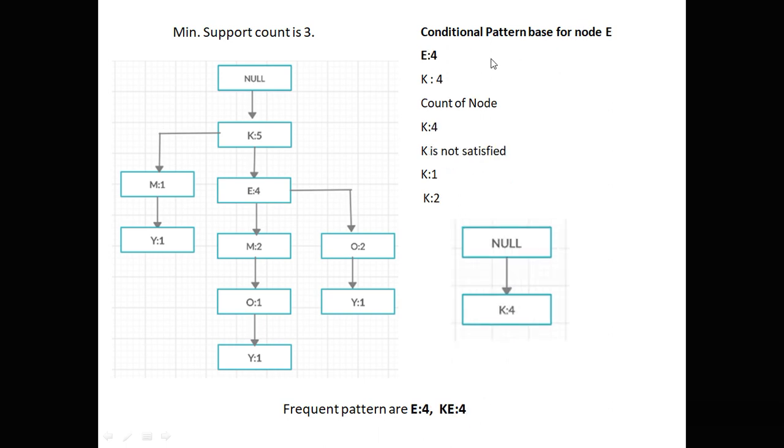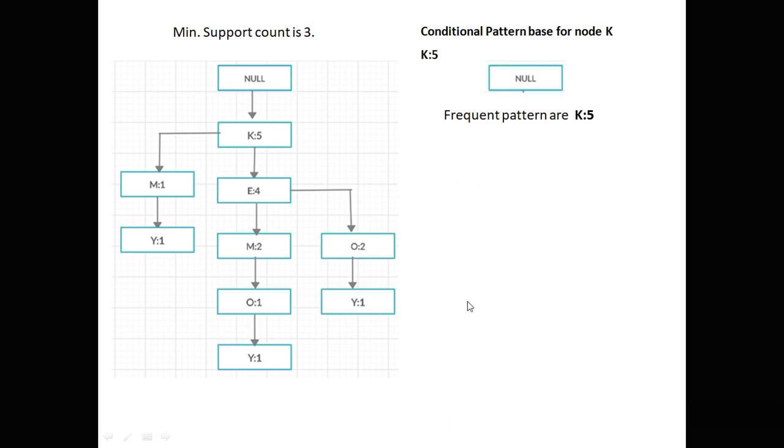Conditional pattern base for node E. E is coming here, only K is its ancestor, K4. The count of the node K is 4. K is satisfied, and here we are getting the tree as, this is not the line, only this line is there, K4, and therefore we get the tree null and K4. Therefore frequent patterns are E4 and the combination KE4. Next, conditional pattern base for node K. There is no ancestor for node K, so null, and the frequent pattern is K5.